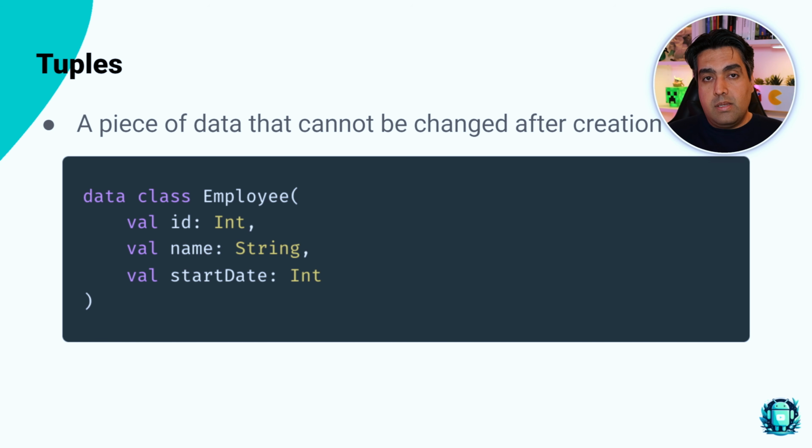Let's not forget that not every data class is a proper tuple. You need to make sure that all of its members are values and not variables. You also need to check whether any nested collections or classes it has are immutable as well.